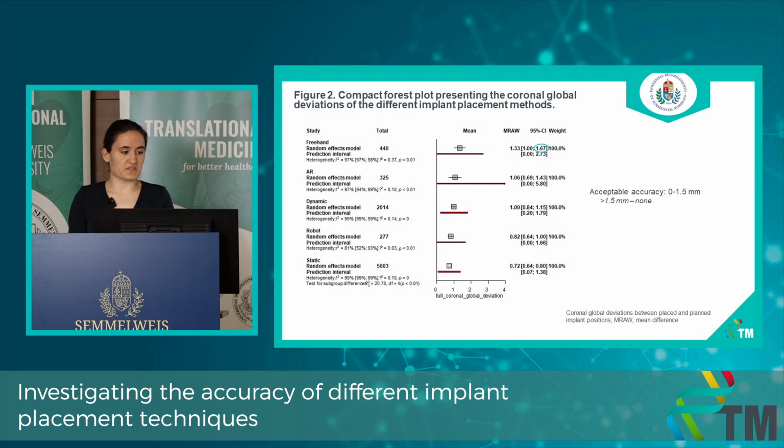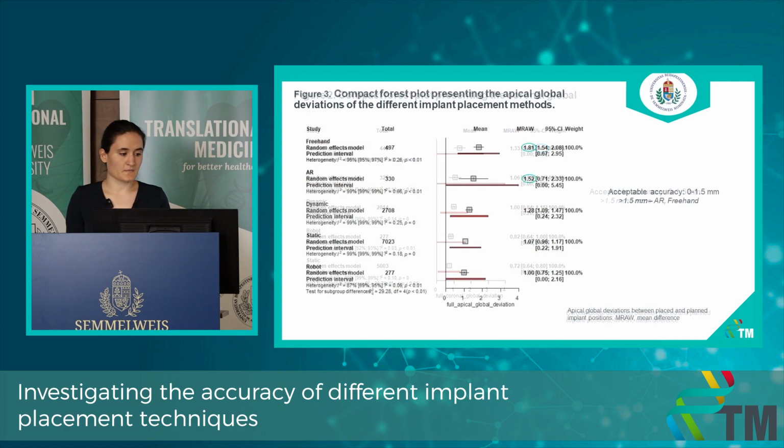The second outcome is coronal global deviation. Here the clinically acceptable limit was 1.5 millimeters, and none of the mean values were higher than this. Only freehand had a confidence interval that involved values that were higher than this given limit. And here the static group had the best accuracy.